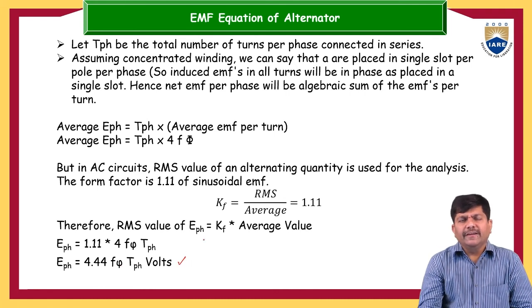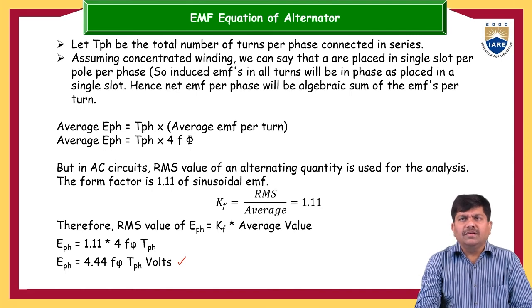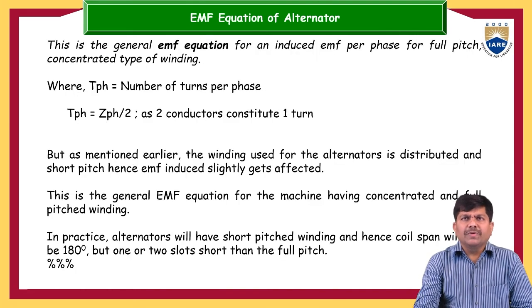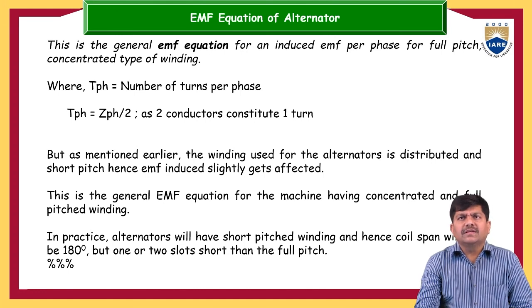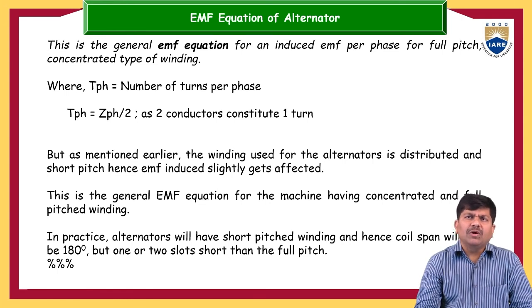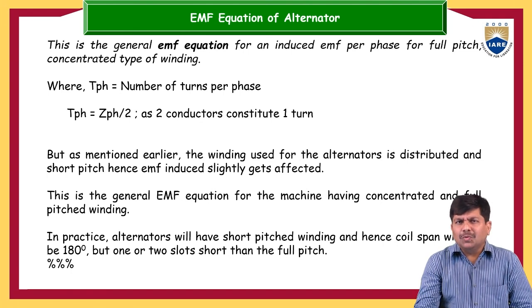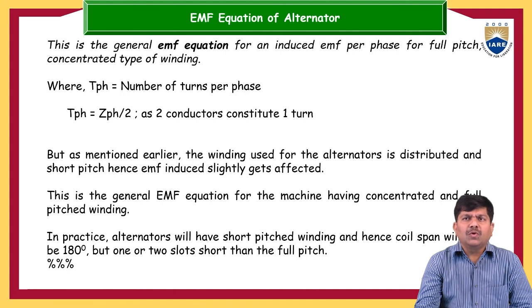This is the induced EMF generated in the alternator. There are many conditions you can take. T phase is the number of turns per phase. If you want to convert that directly to conductors, then Z phase by 2 will be T phase. In practice, an alternator will have short pitch windings, and hence the coil span will not be 180 degrees, but 1 or 2 slots shorter than the full pitch coils. So this is the simplest EMF equation.